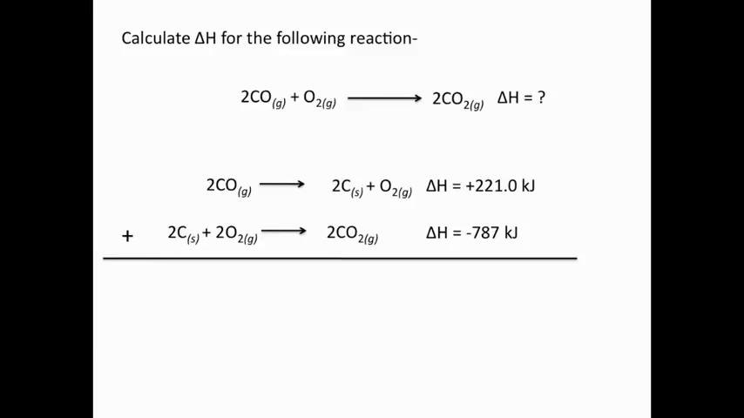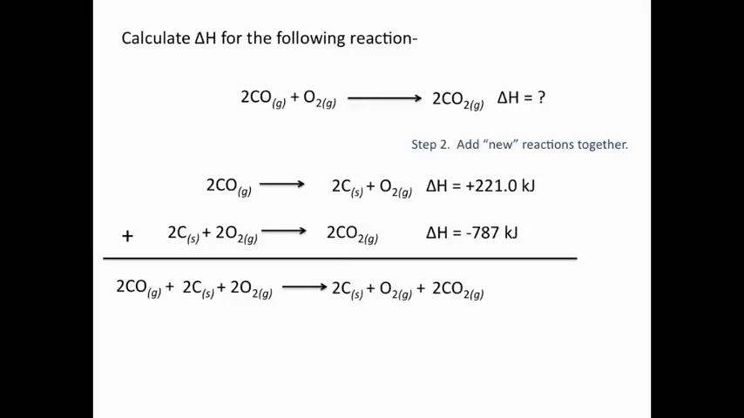And what you're going to do now is add these two equations together, keeping everything on the reactant side on the reactant side, and everything on the product side on the product side. So in my new equation, I have 2CO plus 2C plus 2O2 gives me 2C plus O2 plus 2CO2. And because I added the reactions together, I'm going to add the delta H values together. So the delta H value for this equation is negative 566 kilojoules per mole.